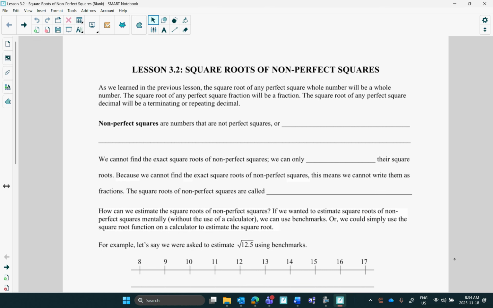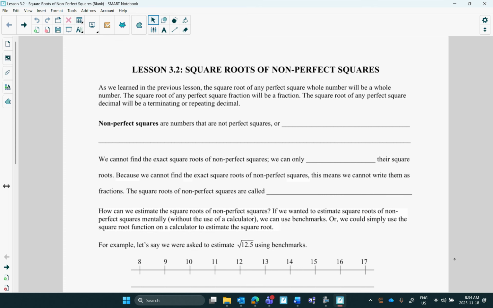Okay, so we started this unit by talking about square roots of perfect squares. A perfect square is a number that you can write as some other number times itself. Normally, when you think of perfect squares, you think of whole numbers, like 25, because 25 is a perfect square since we can write it as 5 times 5. 100 is a perfect square because we could write it as 10 times 10.